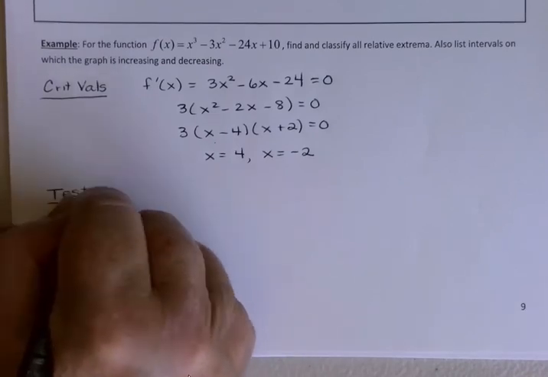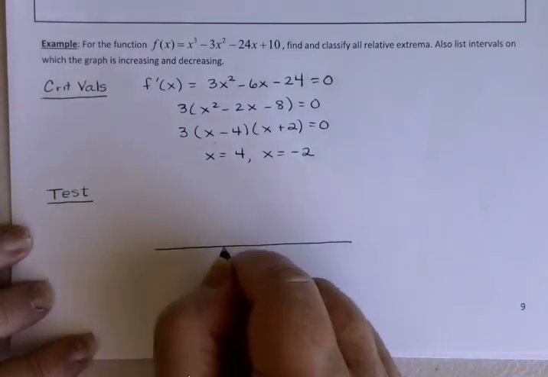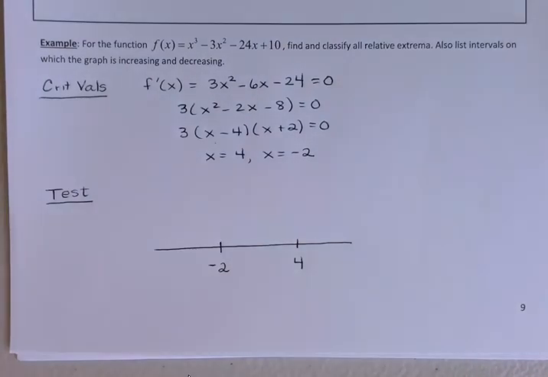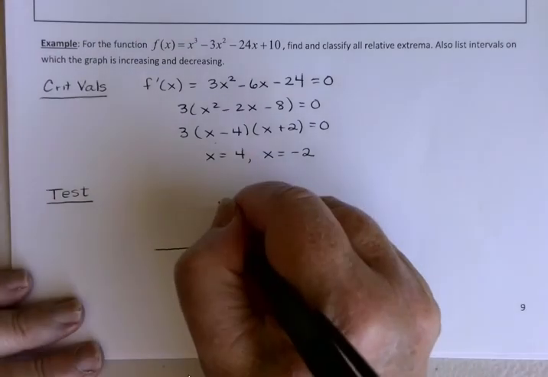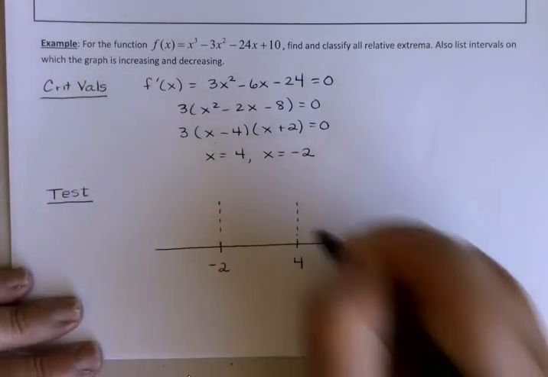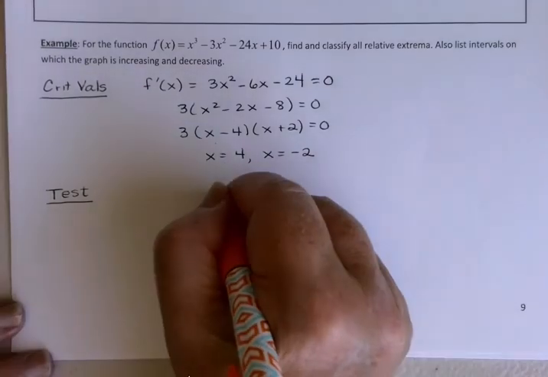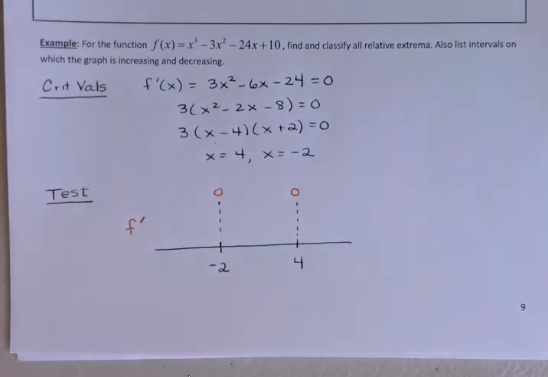Now I'm going to test those critical values by placing them on a number line. And I'm going to imagine that this partitions my number line into sections. If the derivative is 0 at both of these places, then what's true about the derivative in each section of my number line? In order to determine that, I'm just going to pick a test value and plug it in.